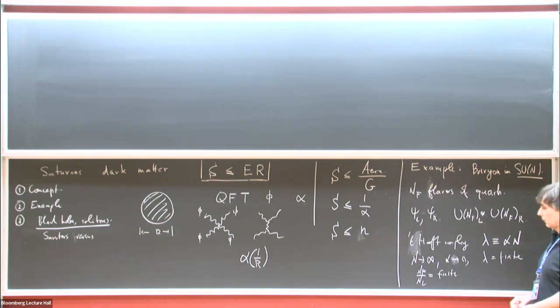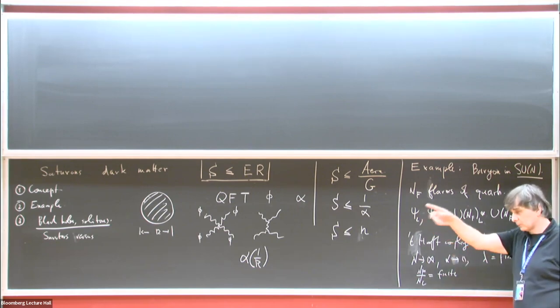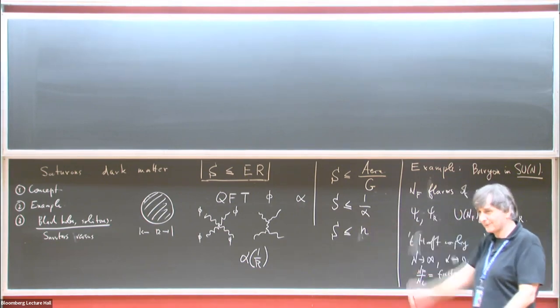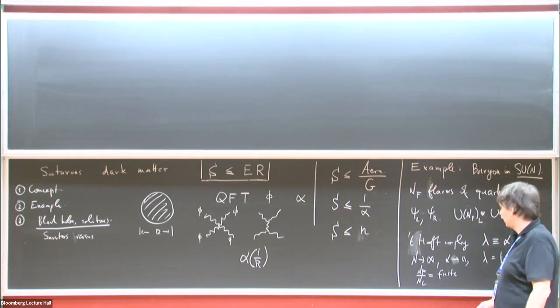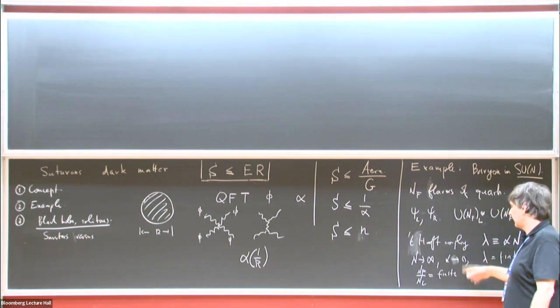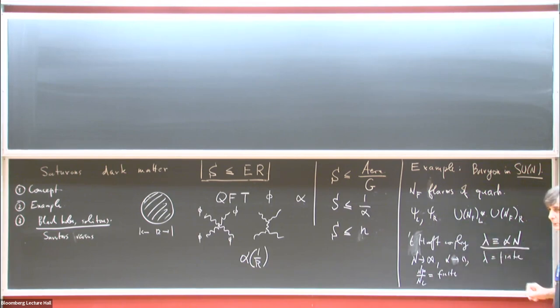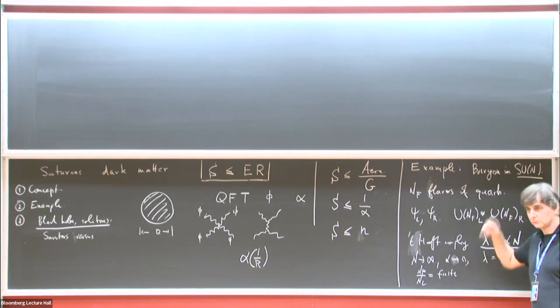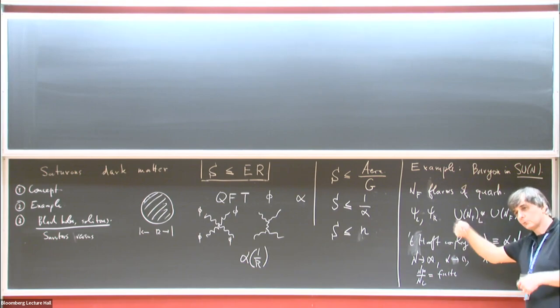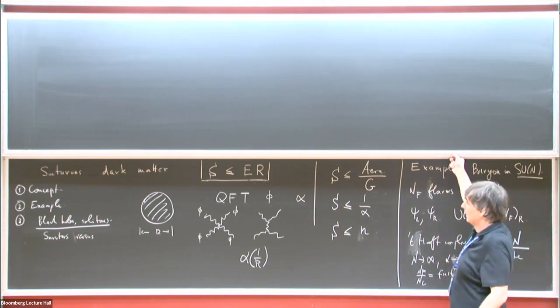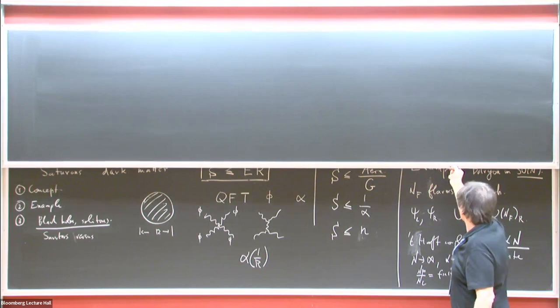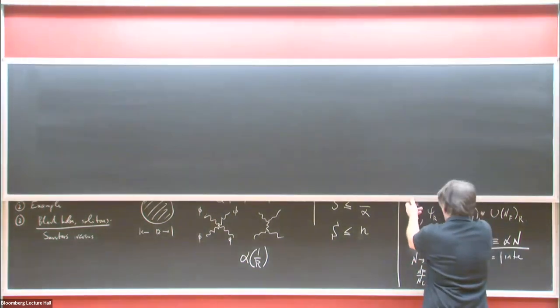Now, I think people usually call this the 't Hooft limit. Exactly, that's right. This is the color 't Hooft coupling. So then we can define another one, which is Veneziano. And it's kind of a 't Hooft coupling for flavor, right? Absolutely correct, yeah.